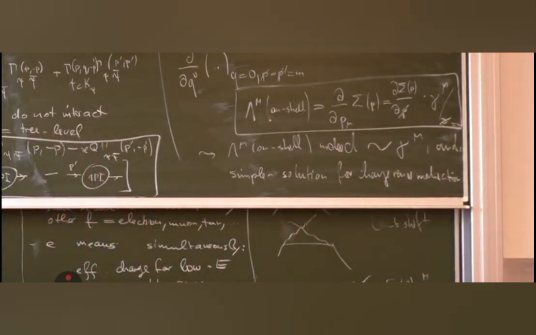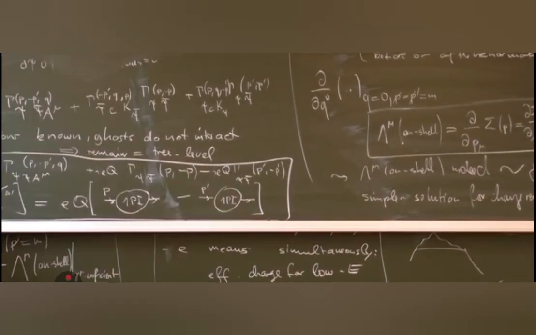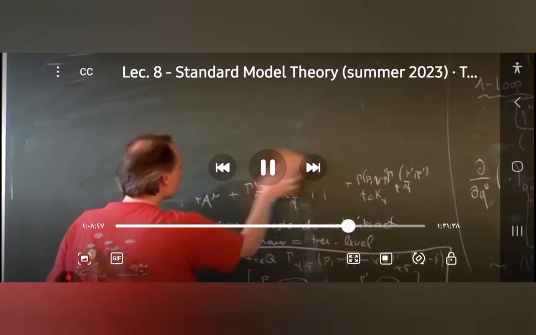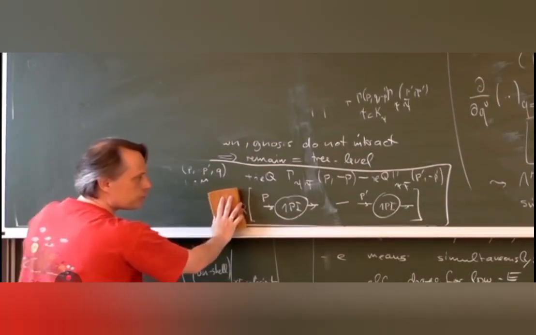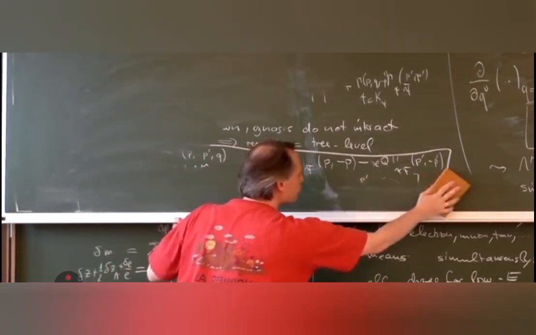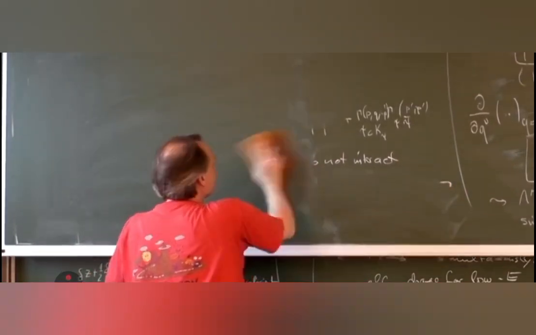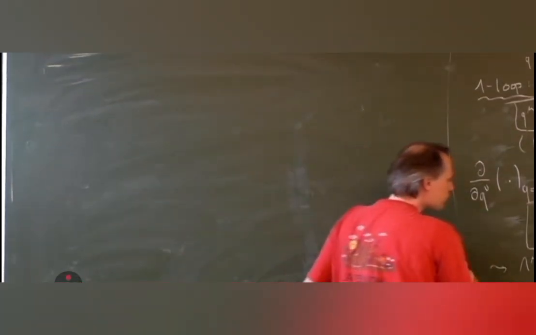So this is an extra theorem which one can also prove, and which means that also in more complicated processes the loop corrections vanish. And that also has a counterpart in the standard model. But let's postpone that discussion to a later stage.